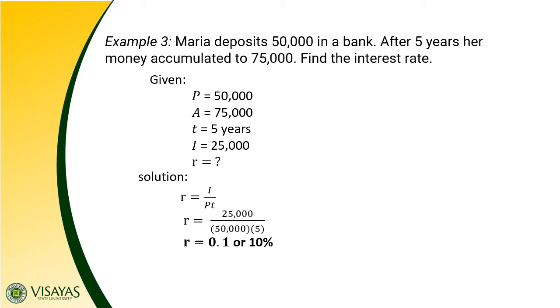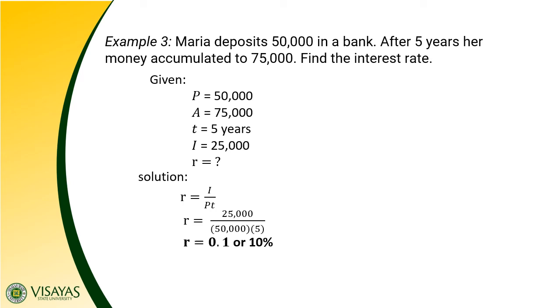Saan natin nakuha yung 25,000? Given yung accumulated or yung future value is 75,000. Yung principal or yung initial amount is 50,000. Let's find their difference, and that is the interest. That is 25,000. Kaya 25,000 yung I natin. Okay? Then P is 50,000. Yung T is 5 because 5 years. Then simplify, we have 0.1 times 100 to make it percent form, so 10%. Ibig sabihin, yung 50,000, kailangan may 10% simple interest siya para after 5 years maging 75,000.